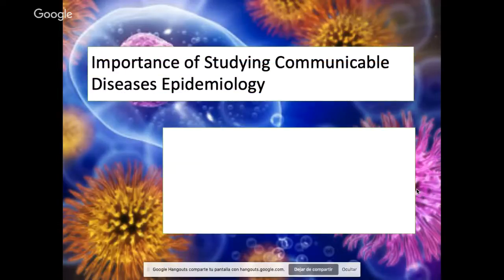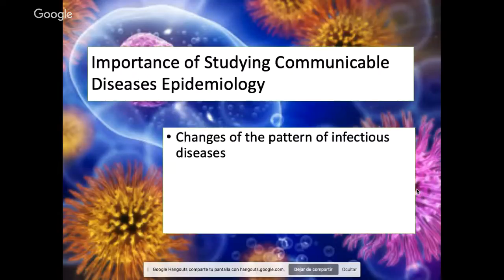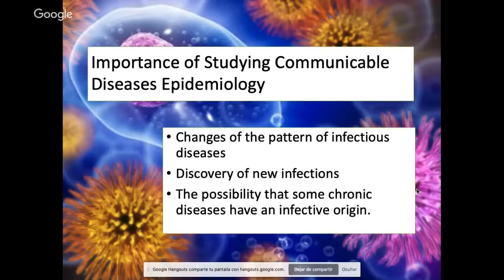Why is it important to study communicable diseases? First, we need to know the changes of the pattern of infectious disease, then discover new infections, and also know the possibility that some chronic diseases have an infective origin.